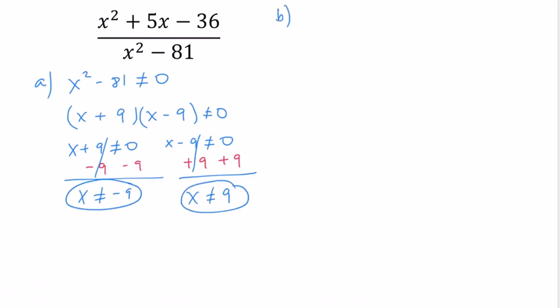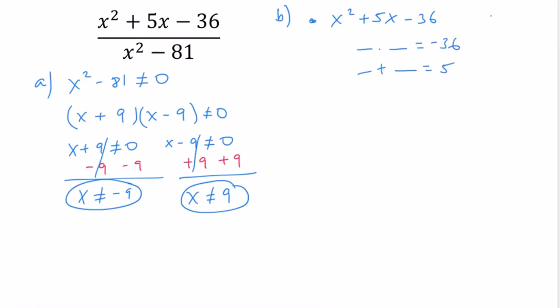The second part, we need to simplify. In order for us to simplify, we need to factor. We already factored the bottom, so we need to factor the top now. X squared plus 5x minus 36. So here we have 3 terms. The number in front of x squared is 1. So we need 2 numbers that multiply to give us negative 36 and add to give us 5.